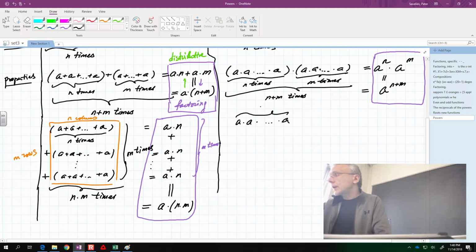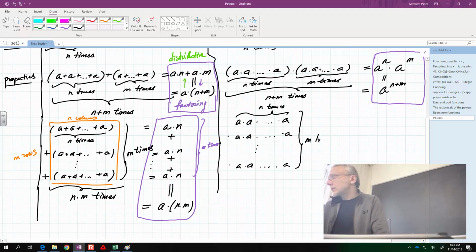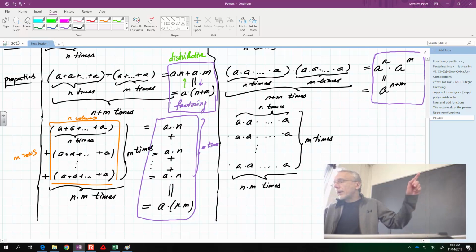So each of these appears n times once again, and then we repeat that by multiplication again and again for m times. So this is m times. So altogether, then we have a appears n times m times. Okay, so then the whole thing is equal to what? N times m? That's right.